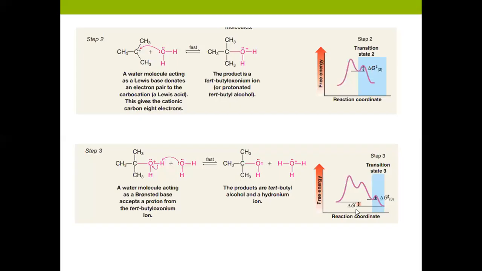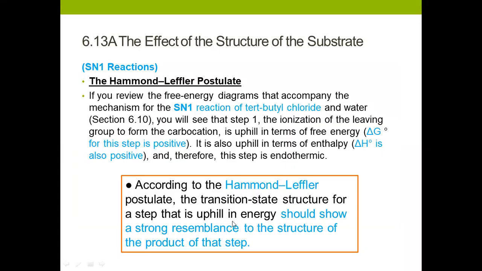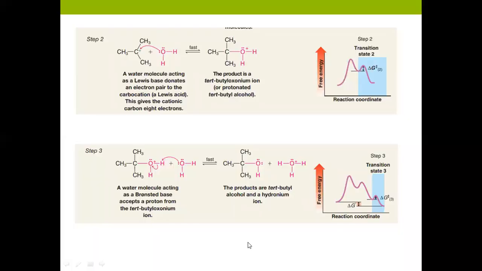Like here, for example, you see in the slides your transition state, you have your product. So for this particular step, the transition state structure that is uphill in energy should show a strong resemblance to the structure of the product for that step. So this is your transition state, for instance, and this is the product side, for this particular step. Step 1: initial reactant, transition state, product. This becomes your reactant for step 2, transition state and product. For step 3, reactant, transition state, and your final product, of course.